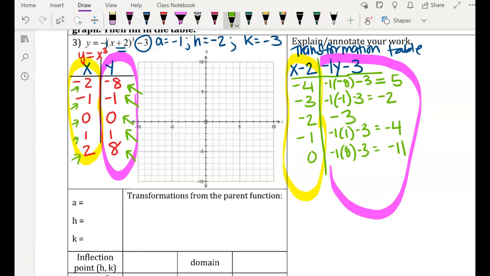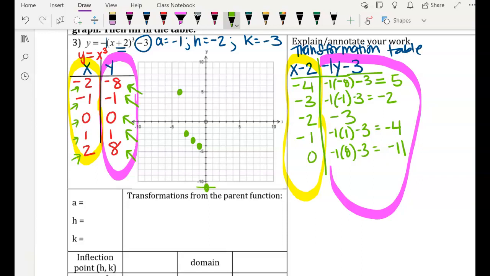-4, we are going up 5. -3 is -2, so go right there. -2 is going to be -3. -1 is -4. And 0 is -11. So go beyond this grid a little bit. It's okay to go off the grid.